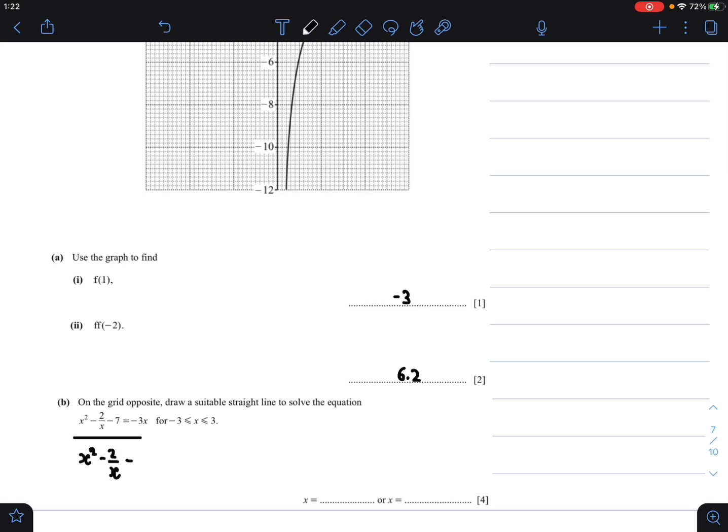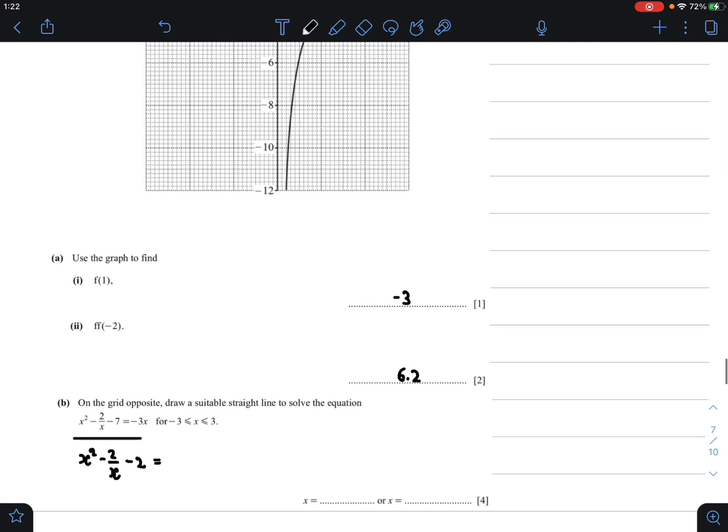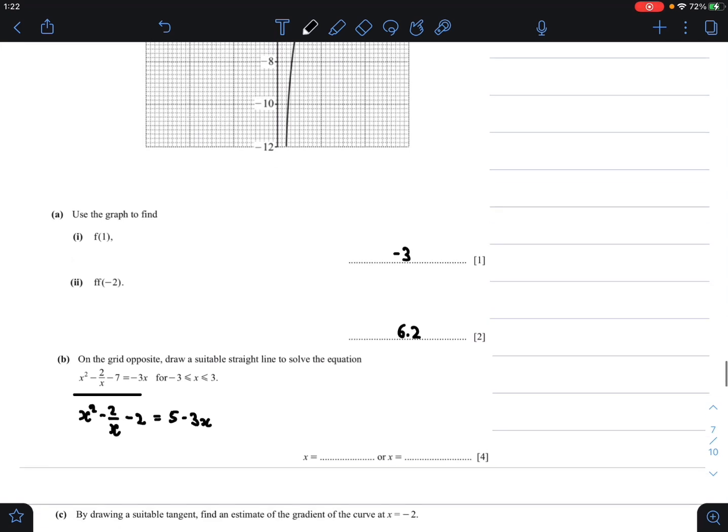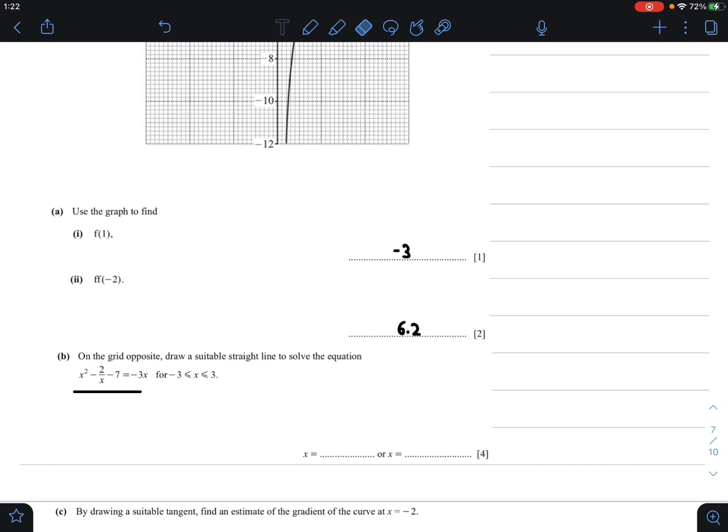So we can rewrite this as -2 is equal to, we can take that -5 to the other side, so it will become +5. Therefore this would be the equation. I'll just write it a bit neatly: x squared minus 2x minus 2, sorry, not 7, -2, is equal to 5 minus 3x. Now all you need to do to solve this question is to plot the line 5 minus 3x.